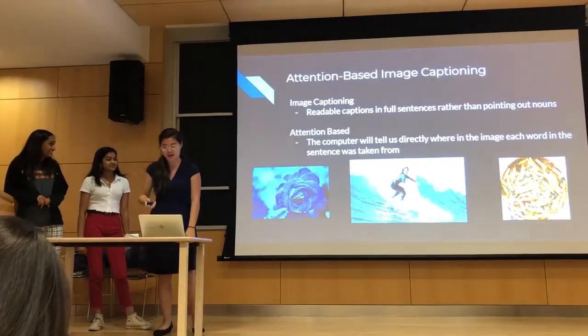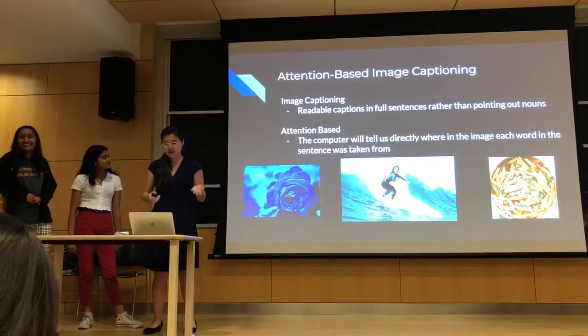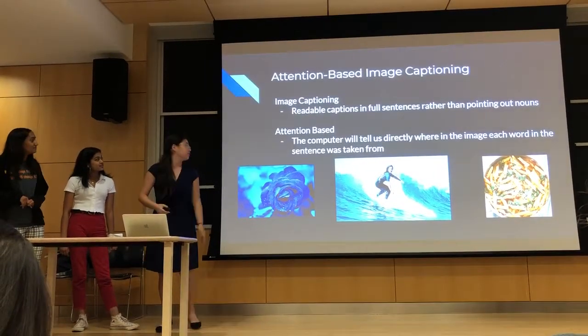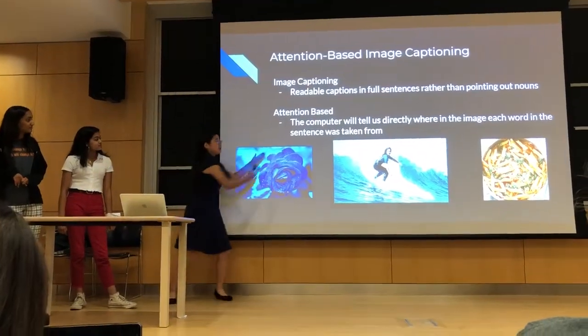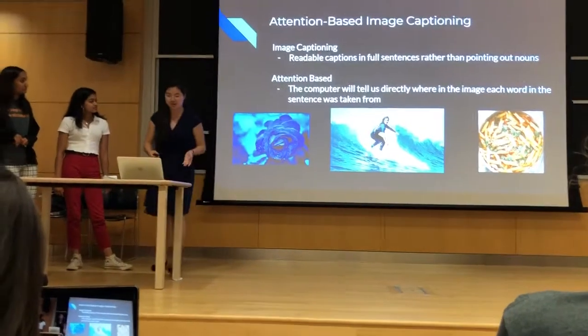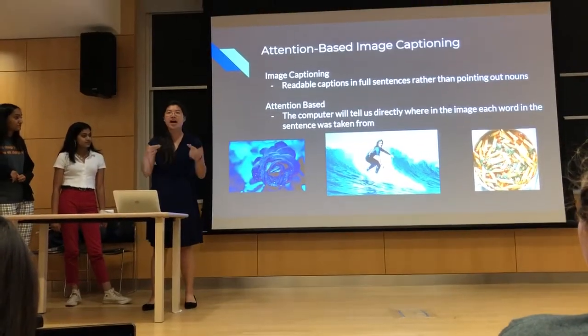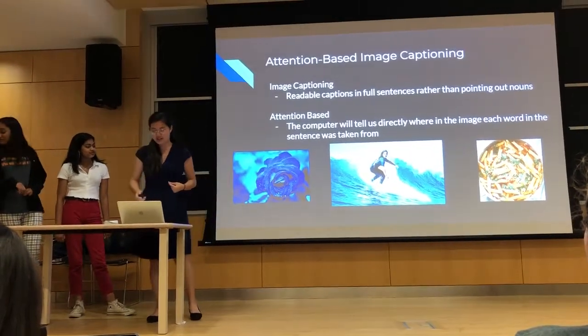But the attention-based section will also tell us where the computer is taking these words from in the image. So it won't just say, here's the rose. It'll be like, this is where I've gotten the word rose. Essentially, we're telling the AI, hey, here's an image. Tell us what is happening here.